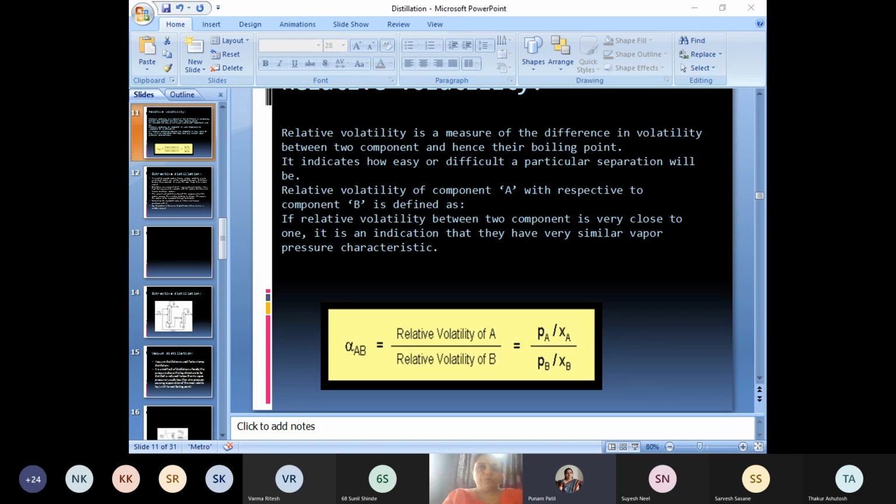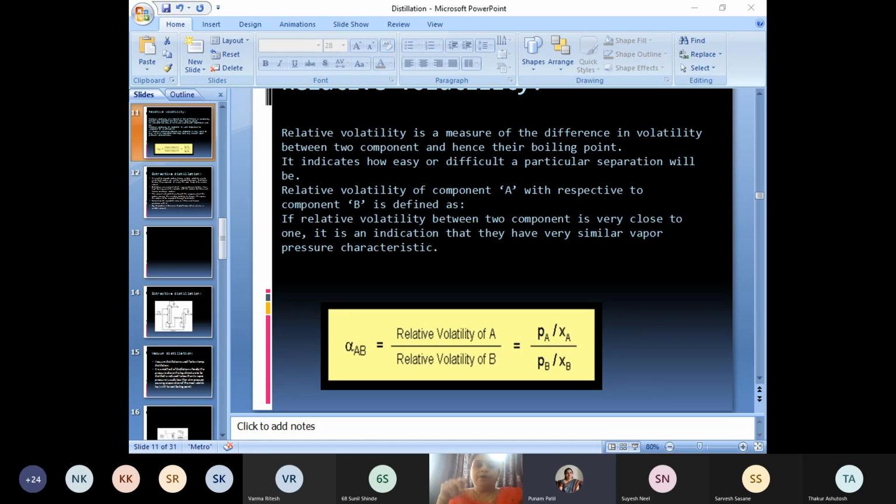समझ में आ रहा है आपको ये volatility term, relative volatility? Yes? Yes, ma'am. Okay.